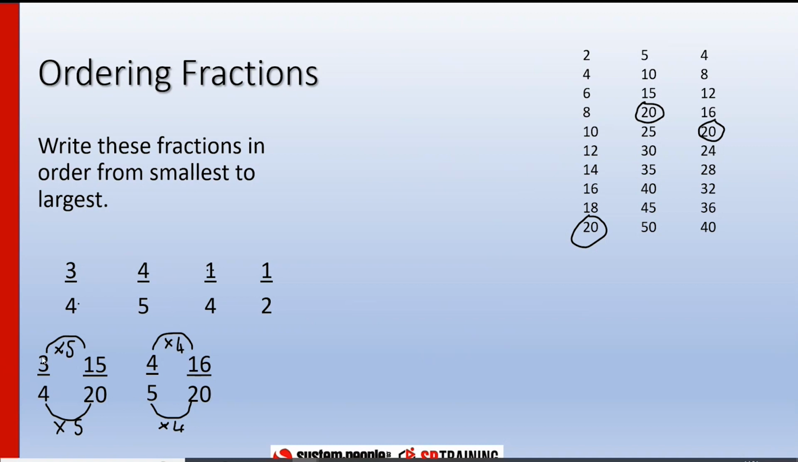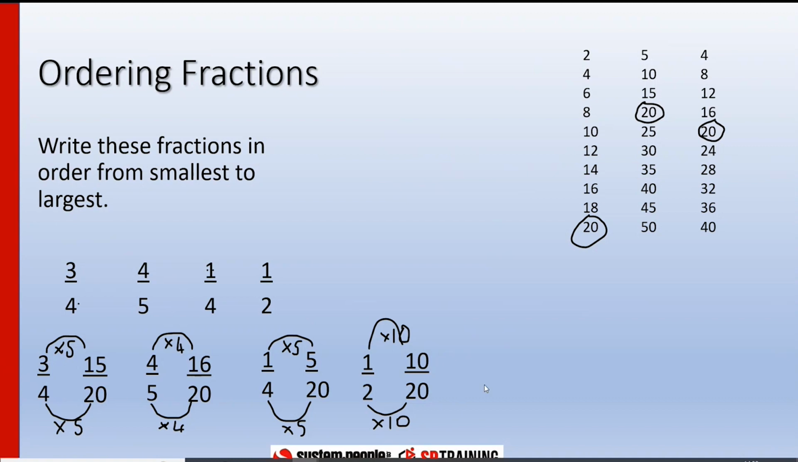So at the moment we can see that 3/4 is smaller than 4/5. And a quarter, we've multiplied the 4 by 5 to get to 20. So I'm going to do the same with the numerator. 1 times 5 is 5. So that seems to be the smallest of all the fractions. But let's just see the half just to check it. Of course, 2 times 10 is 20. So 1 times 10 is 10. And now we can put these fractions in order because we've written them as 20ths.